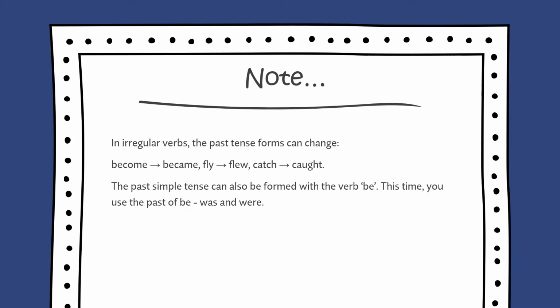Also note that the past simple tense can be formed with the verb to be. And this time you use the past of be, which is was or were. Remember that the present form of the verb to be is am, like when you say I am. But in the past tense, you use was, I was, you were.